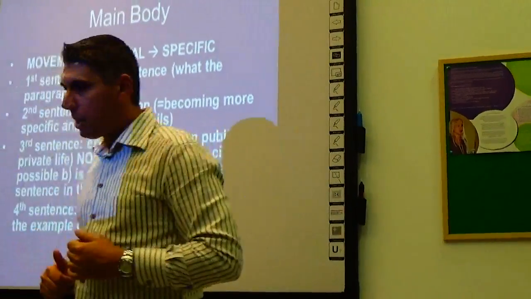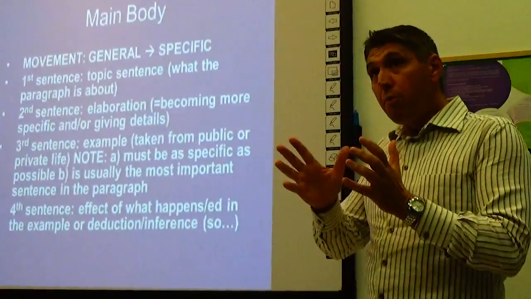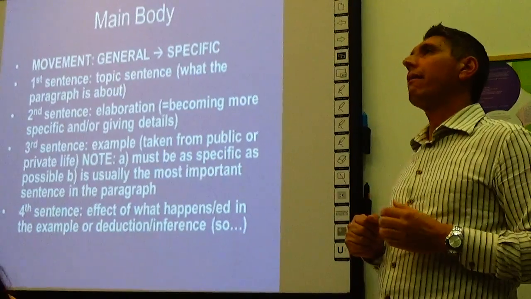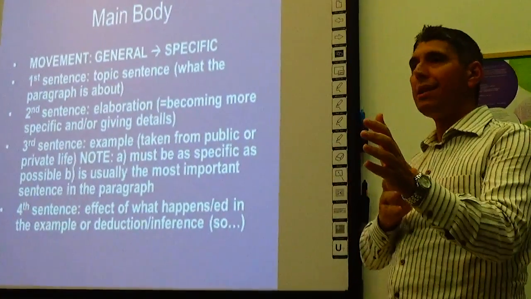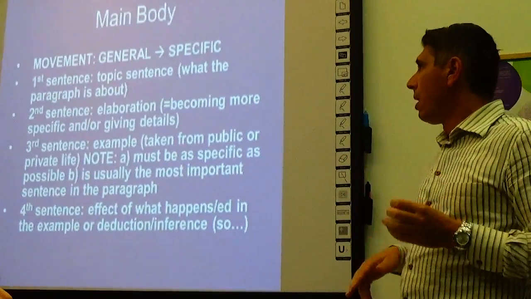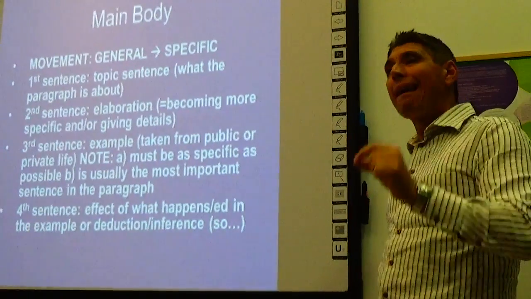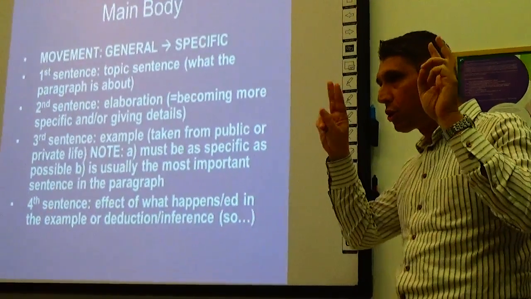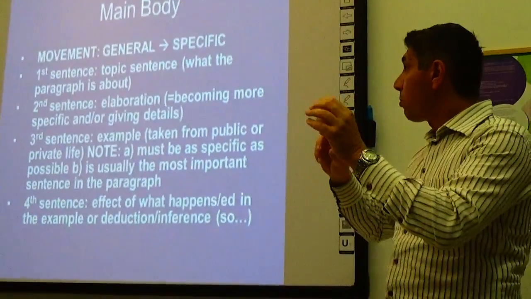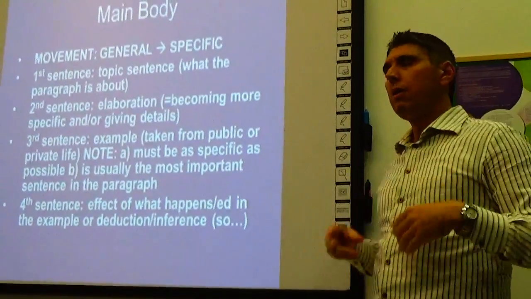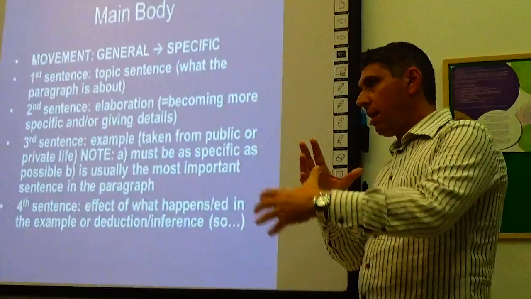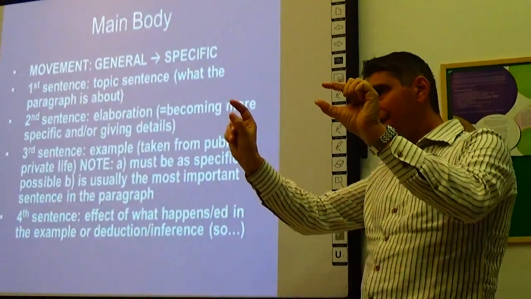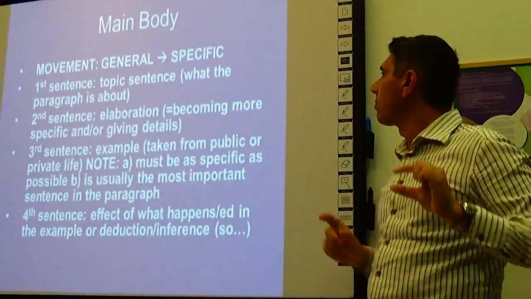Now we move on to the main body. The movement in the main body should be exactly the same as in the introductory paragraph. You should move from general ideas to specific ideas. The first sentence of each paragraph in the main body, remember how many paragraphs should we have in the main body? 2 or 3, exactly. The first sentence should be the so-called topic sentence. The topic sentence is the key sentence in the whole paragraph. The sentence that tells the reader what the paragraph is about.